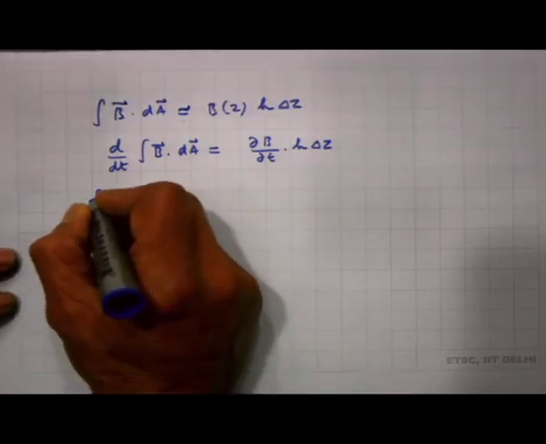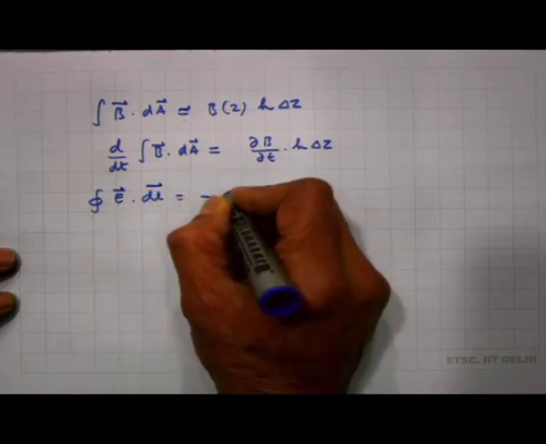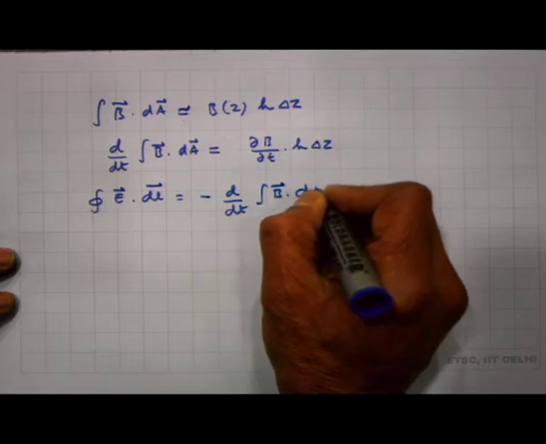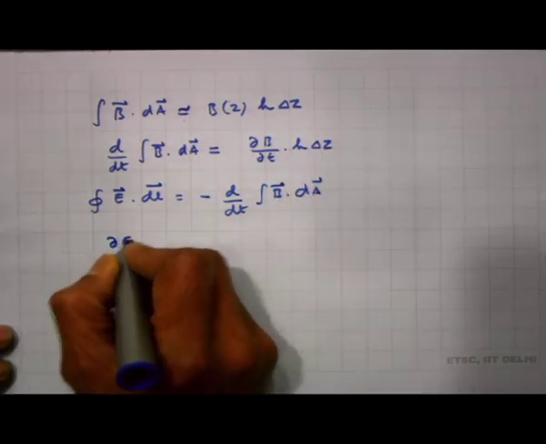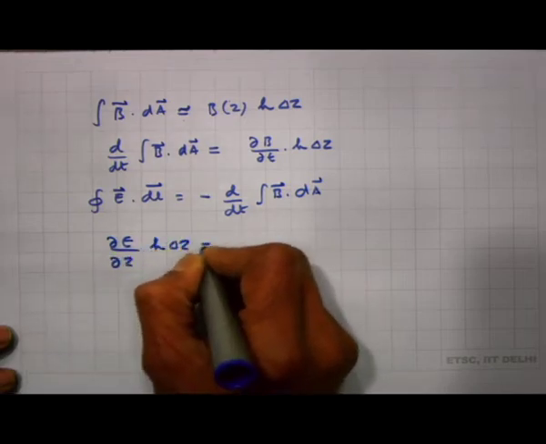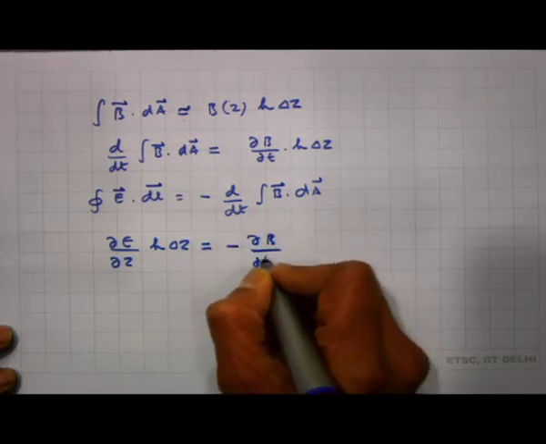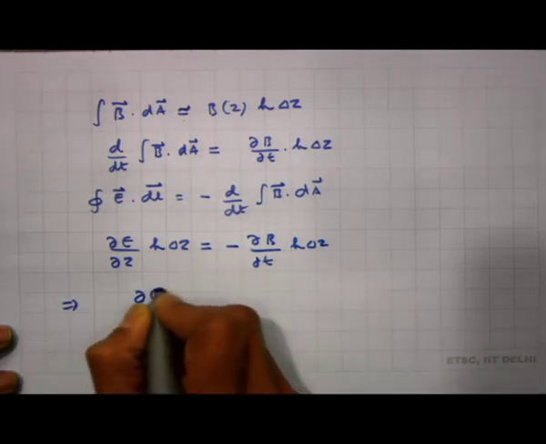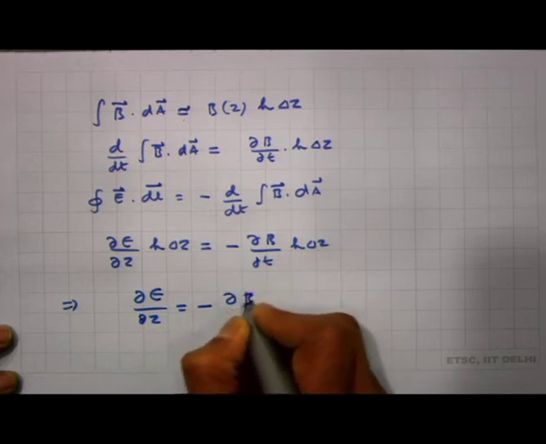I substitute both of these into the following equation: integral E dot dl is equal to minus d by dt of integral B dot dA. So, integral E dot dl I have calculated as del E by del z h delta z, and this is minus del B by del t h delta z. This implies del E by del z is equal to minus del B by del t.